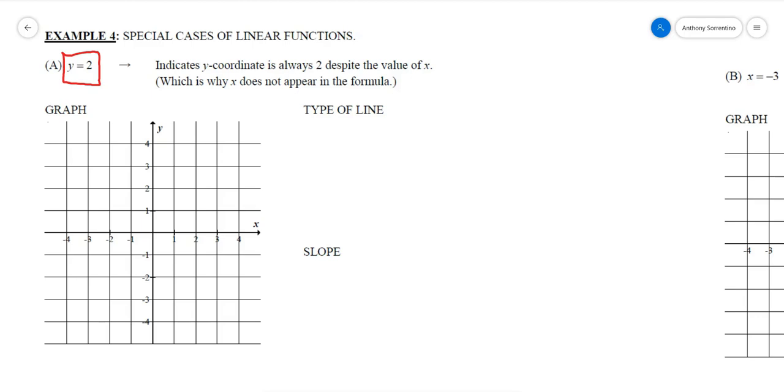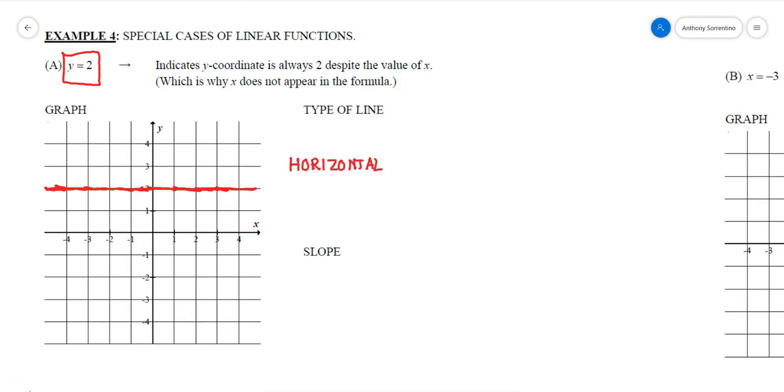So if x is 1, y is 2. If x is 2, y is 2. If x is 3, y is 2. If x is negative 1.5, y is 2. So no matter what x value would take on, the y value would always be 2. So this is a horizontal line.